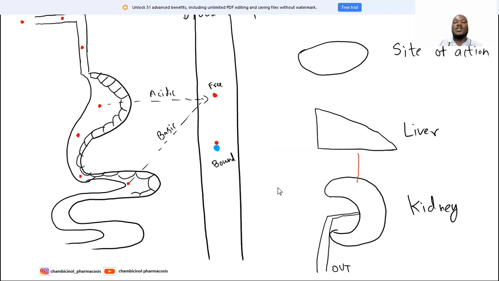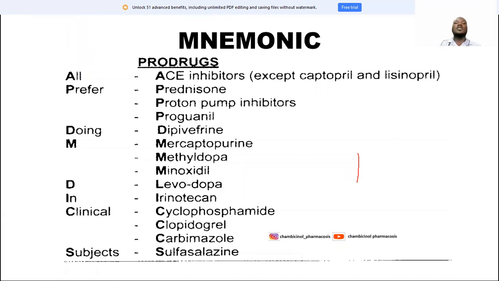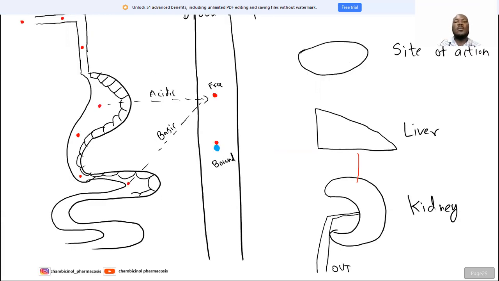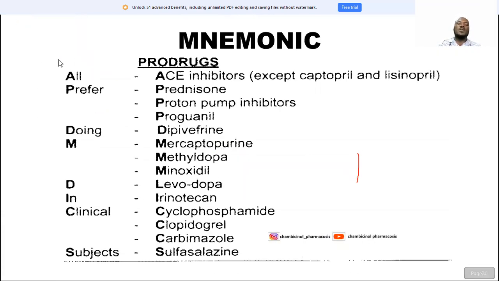It is very important to know some examples of pro-drugs, which are inactive and converted into the active form. There is a special mnemonic that we can use to memorize these drugs. We call it "All Prefer Doing MD in Clinical Subject." What does "All" mean? It means all angiotensin converting enzyme inhibitors, with the exception of captopril and lisinopril.